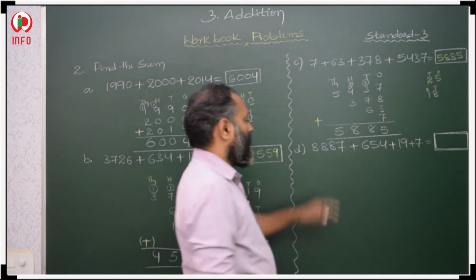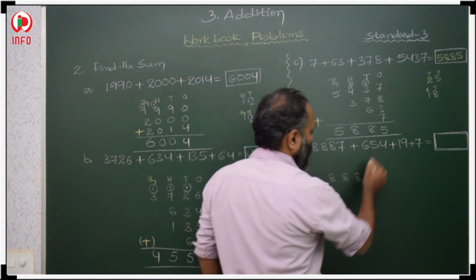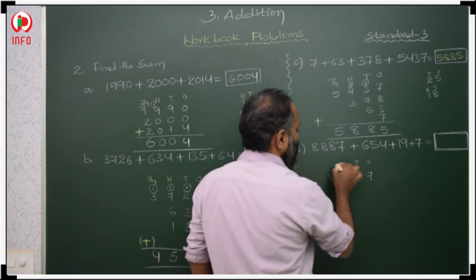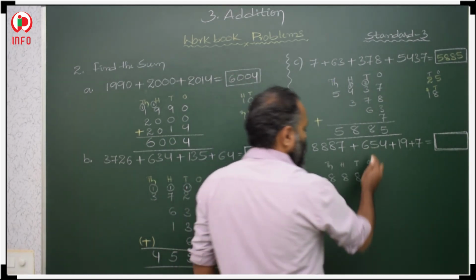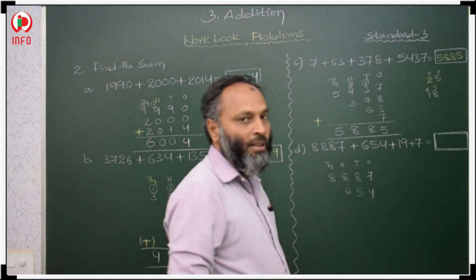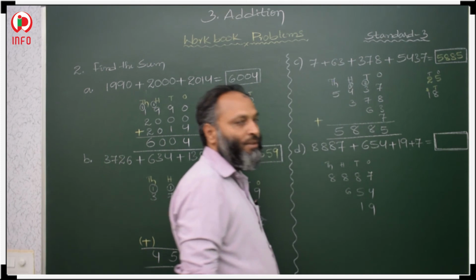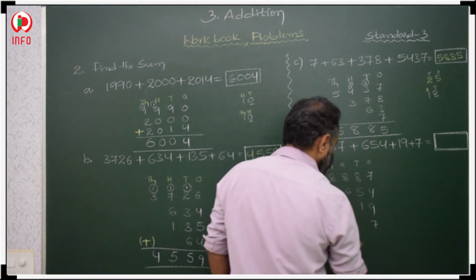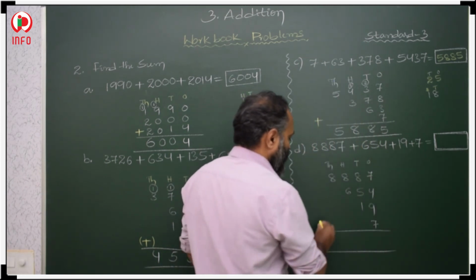Next, 8887. Then this is ones place, this is tens place, this is hundreds, and this one is thousands place. Now 654. Then after that 19. 19 is a 2-digit number. It starts from tens. And 7. 7 is a single digit number. Now we have to add.